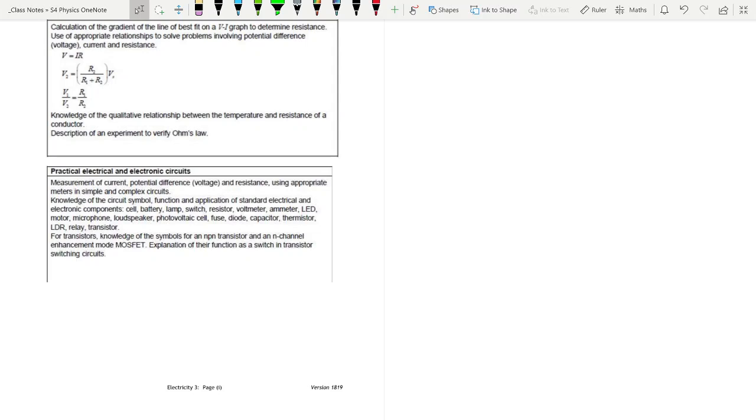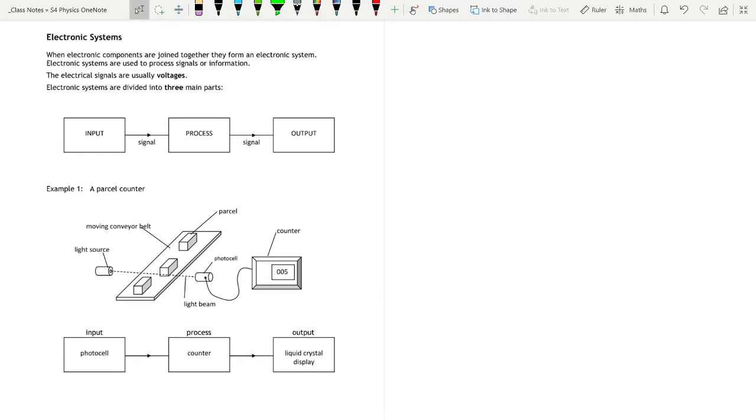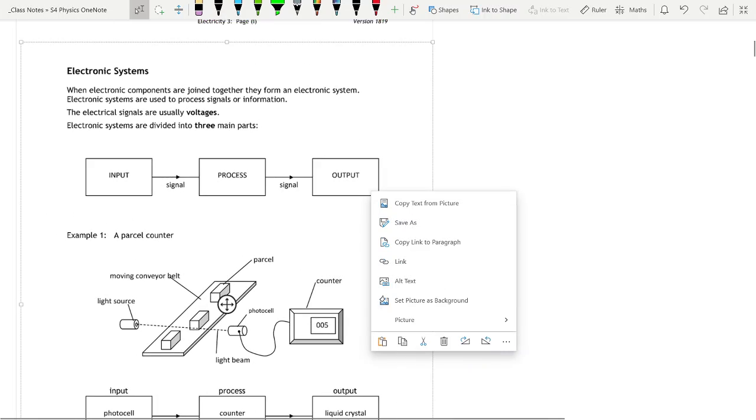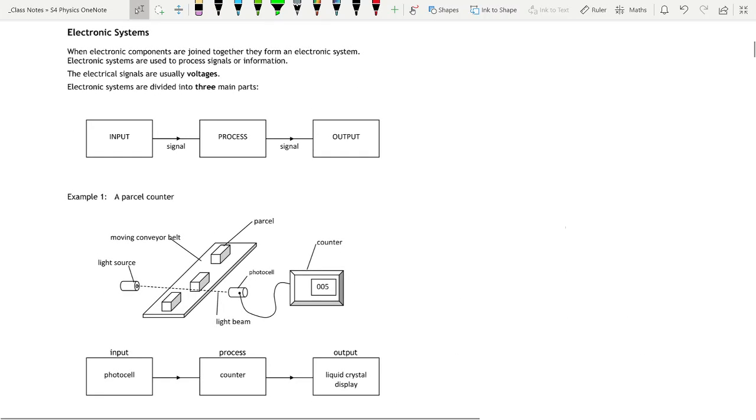Okay, so there's not a lot in this. There's quite a bit of practical aspects that hopefully I'll be able to send you videos of as well. So we're going to start just by looking at electronic systems. So when electronic components are joined together, they form an electronic system. So electronic systems, they all work together to do whatever they are designed to do.